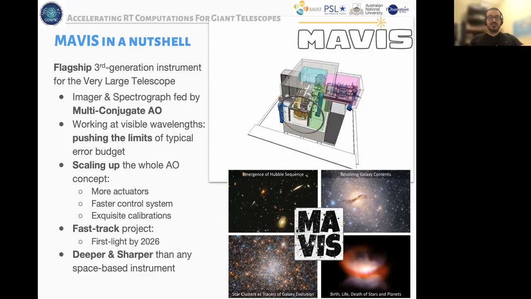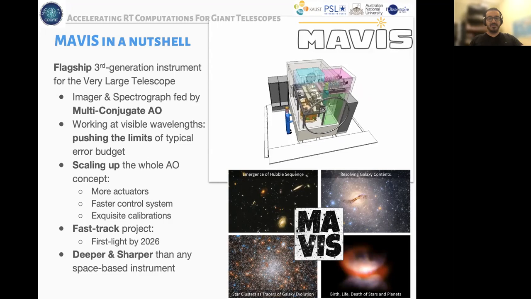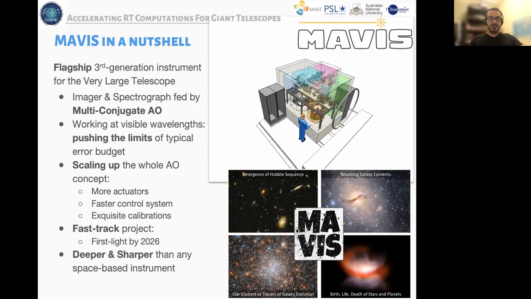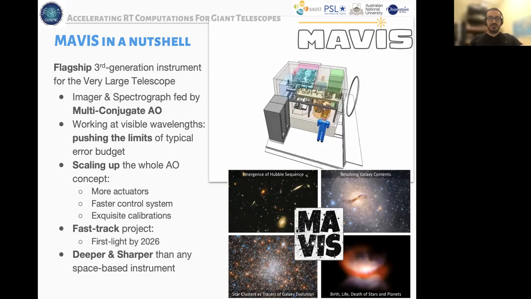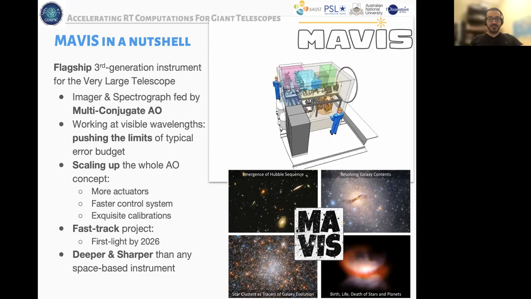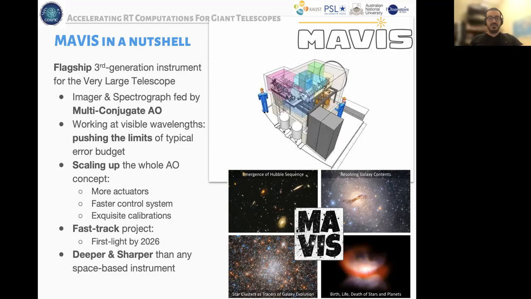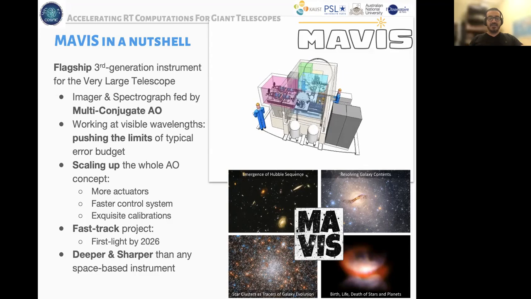The idea behind MAVIS is really to scale up the whole adaptive optics concept by having more actuators, providing a faster control system and better calibration. So all in all, it's deeper and sharper than any space-based instrument.